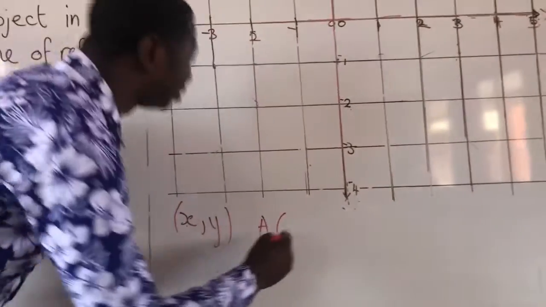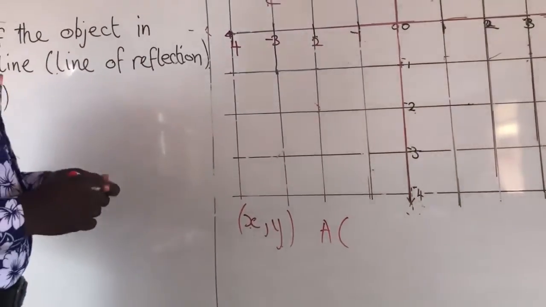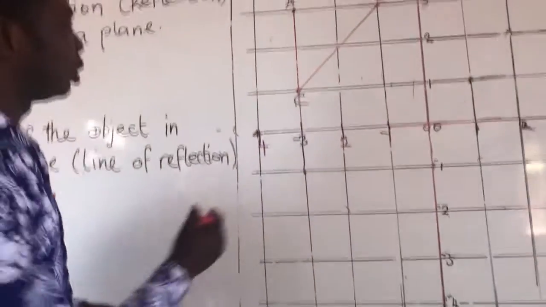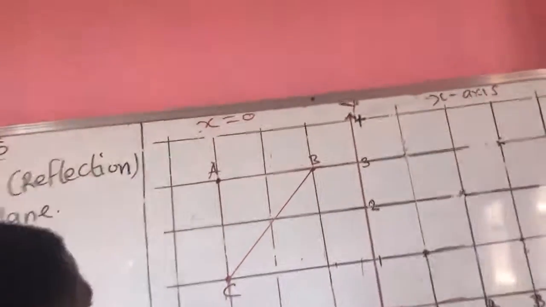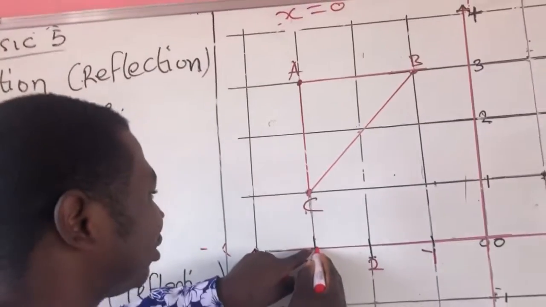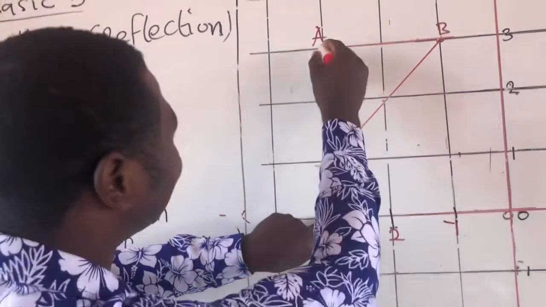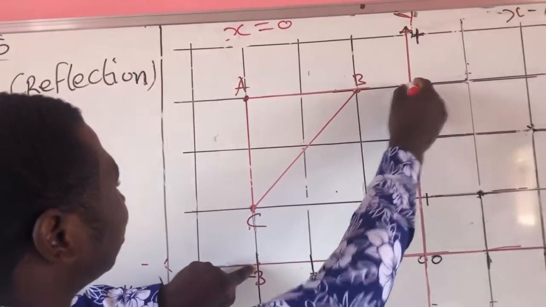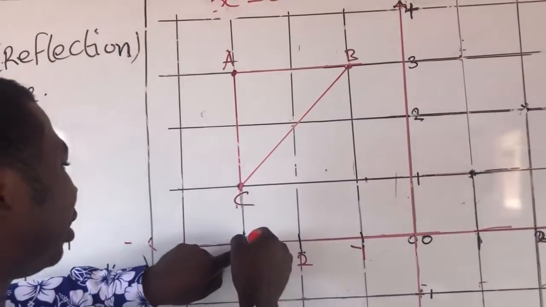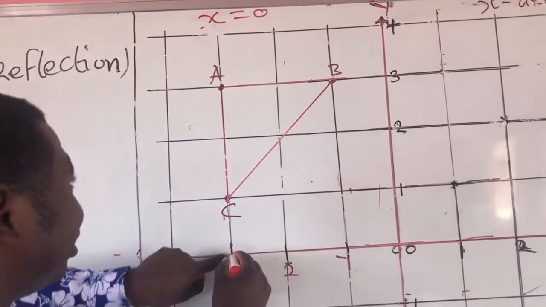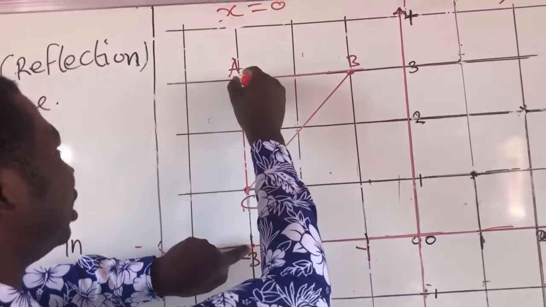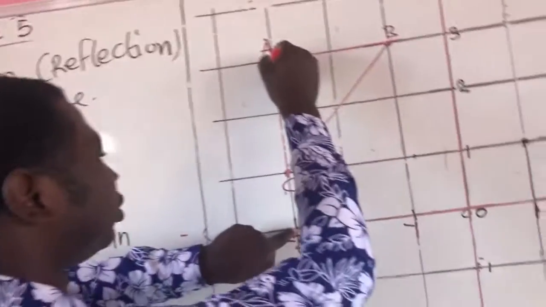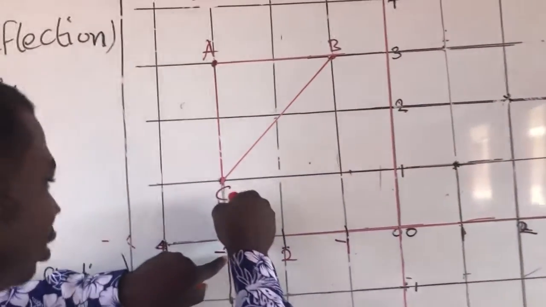So what will be the A coordinate? Write your own first. What will be the A coordinate? So look at this, a straight line. This x value is negative 3 and it's meeting the point here. Look at the line. So trace it straight down. You will see that it's negative 3.